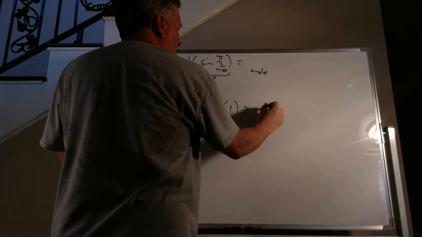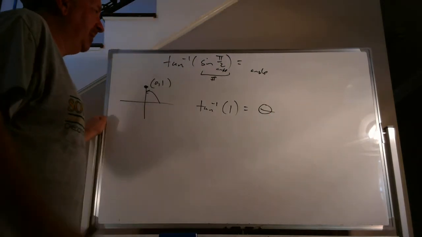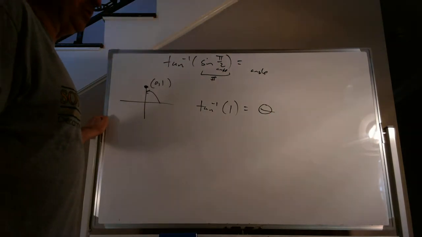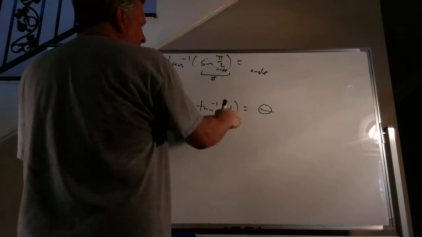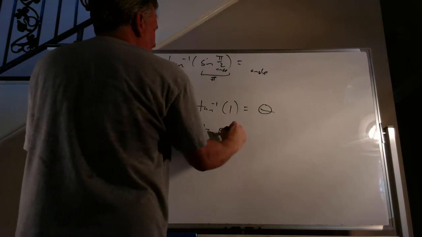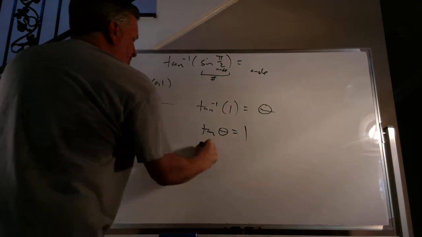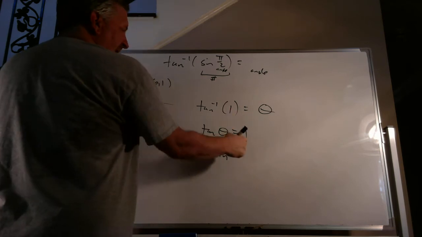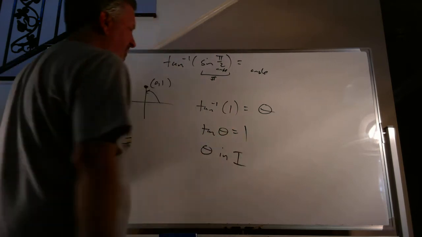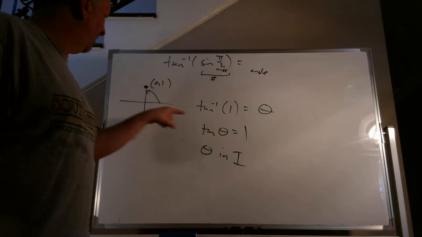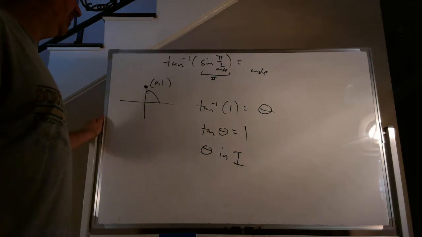Again, I know the answer is an angle. Let me call it theta. Now we're back to what we did before. Let's write the two facts. Tan inverse of a number is an angle, so tan of the angle is a number. And where is that angle? Tan is positive, so you're in the first quadrant. If this had been a negative number, your tan inverse would be in the fourth.